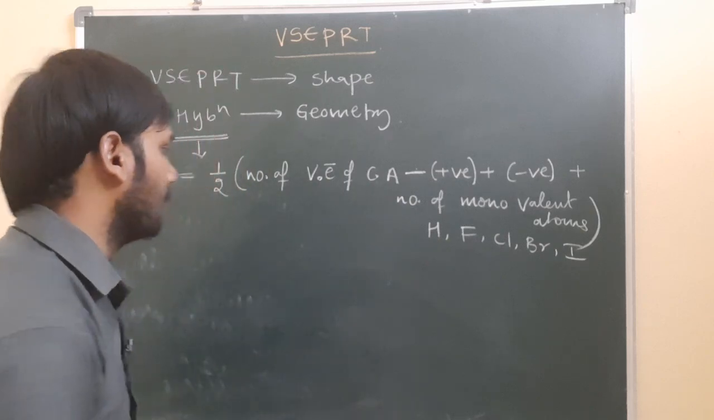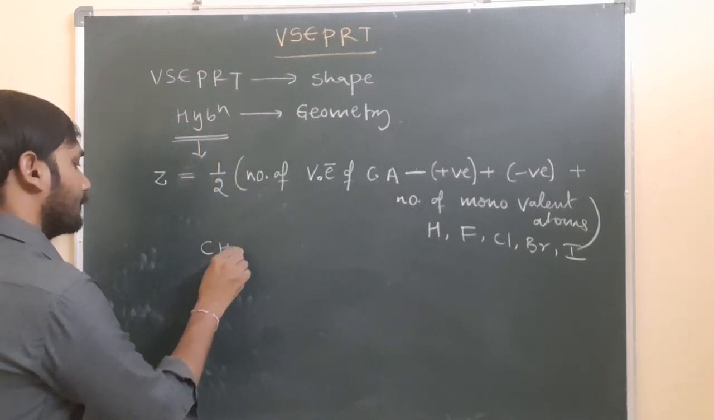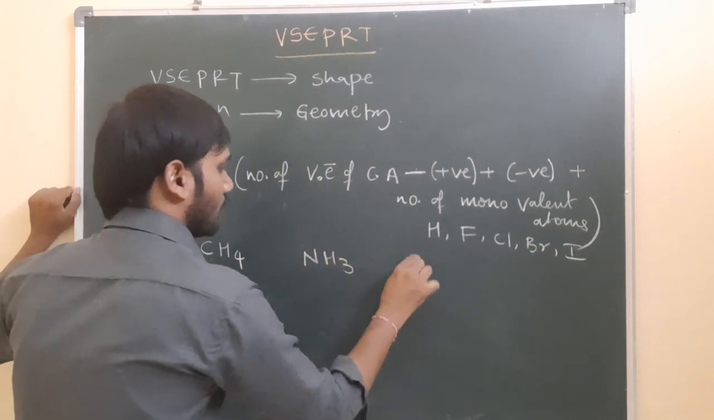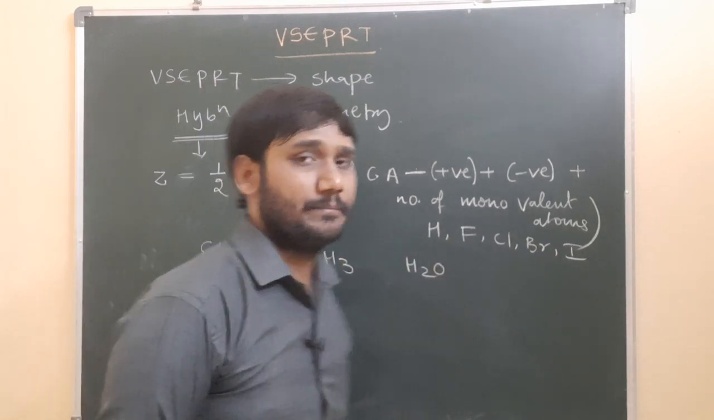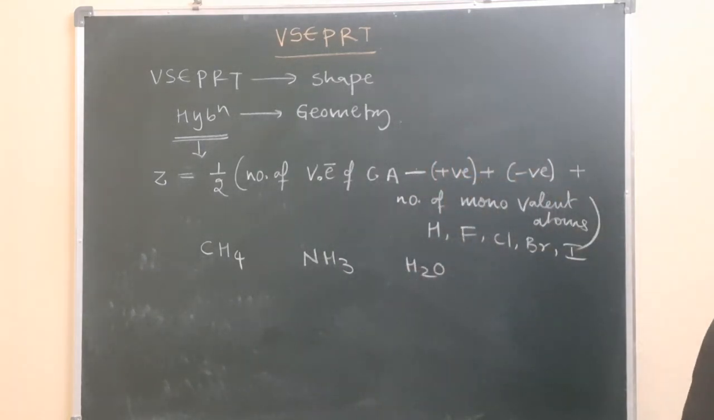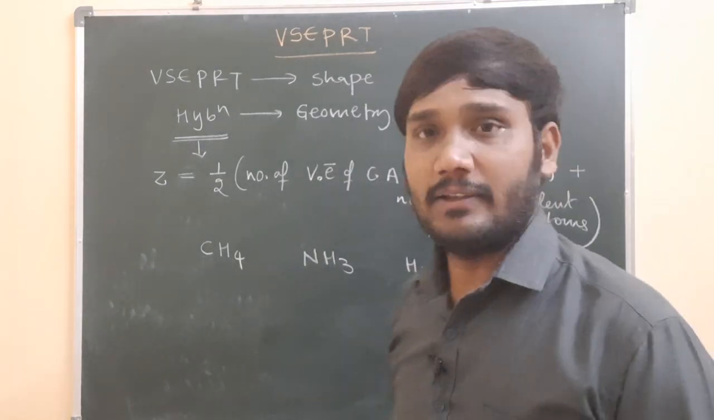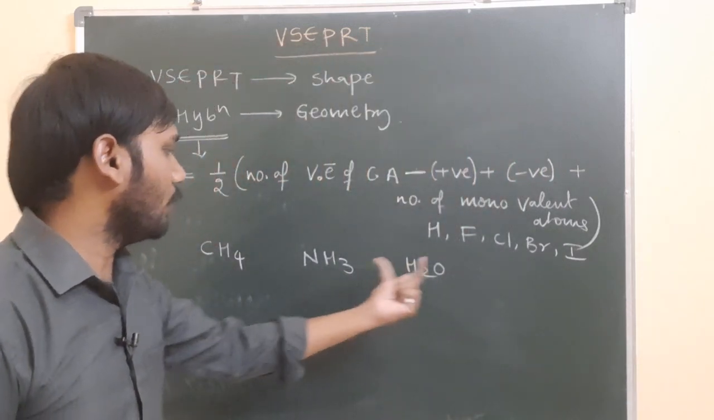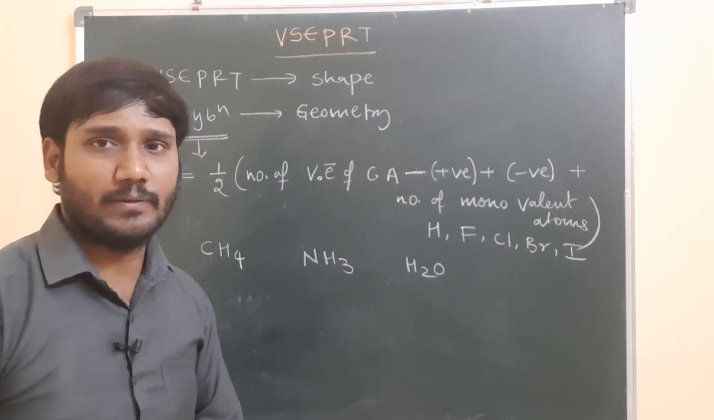So let us see, for example, I am taking CH4, NH3 and H2O. For example, I am taking these three molecules, CH4, NH3 and H2O. So I am going to identify the hybridization of these molecules. Let us see here.